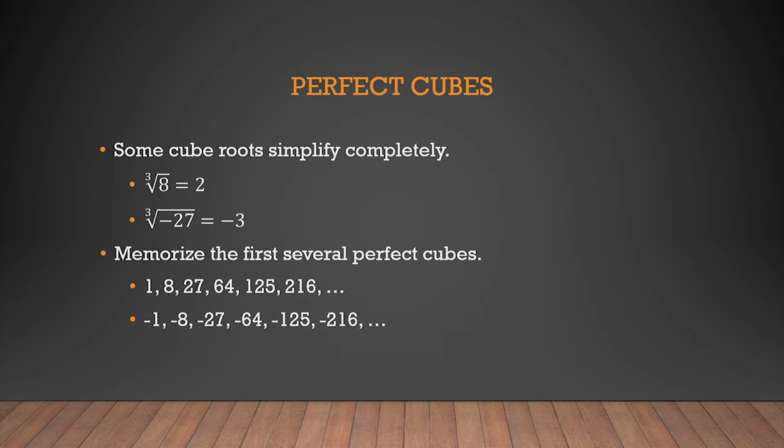So the first thing you need to do to master simplifying cube roots is to make sure you memorize the first several perfect cubes. So positive numbers, we have 1, 8, 27, 64, 125, 216, and of course it goes up from there. And then you have the opposites of those numbers, the negatives.